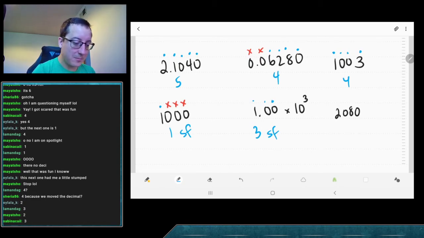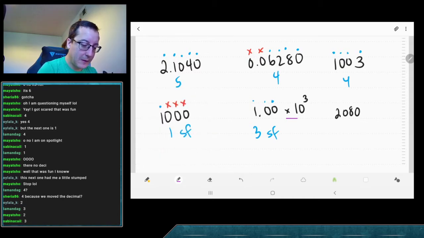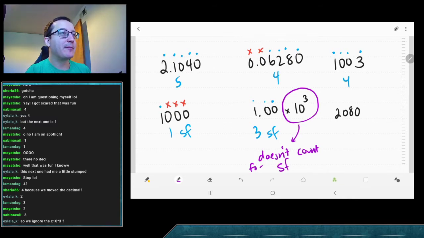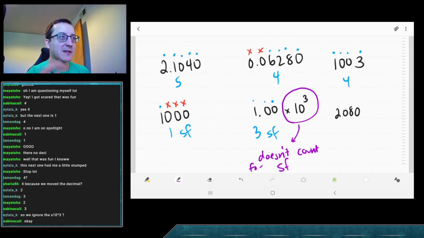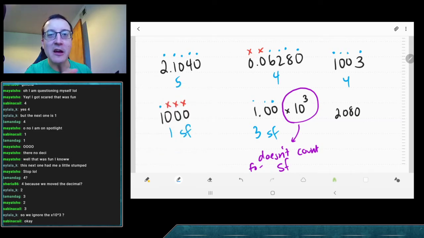All right, just to make sure, let me just do this in purple. This part doesn't count for sig figs. Okay, so yeah, you just completely ignore it for right now. That's just an exponential. It's there to help us understand that this is actually 1,000. But yeah, we're just gonna ignore that for now. Actually, not even for now. We're always gonna ignore that for sig fig purposes. Okay, sorry, I think I did not make that clear earlier, so you are forgiven.